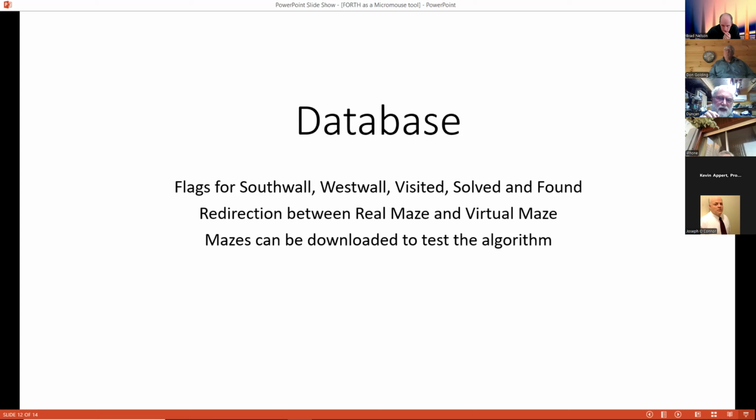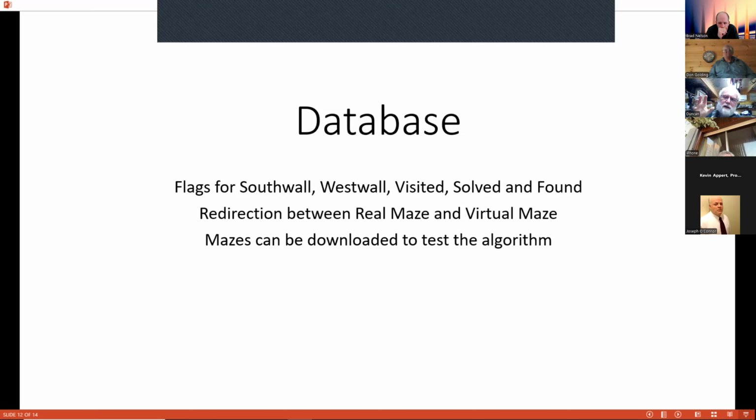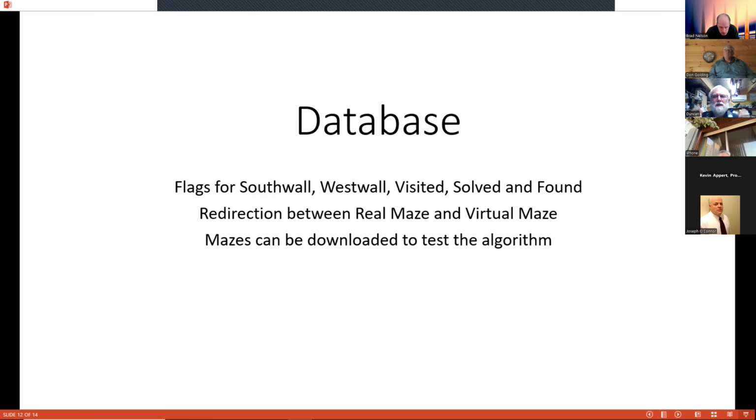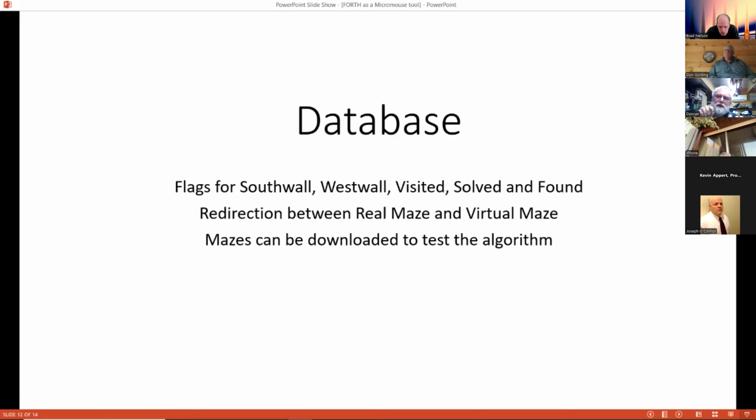I use 2 sets of maze data, at least for the walls. The virtual data contains a downloaded maze. So I've got mazes that have run in previous competitions and that kind of thing. I can download one of those into the virtual maze. And then as the mouse moves around what it thinks of as the real maze, it can copy information from the virtual maze for the simulator and put that into its own maze for the walls that it would have found if it was running in an actual maze.